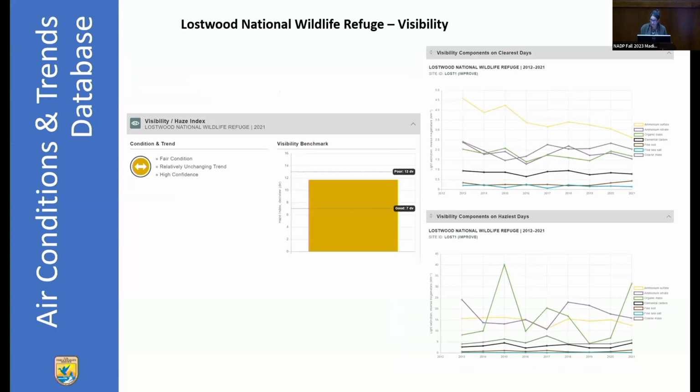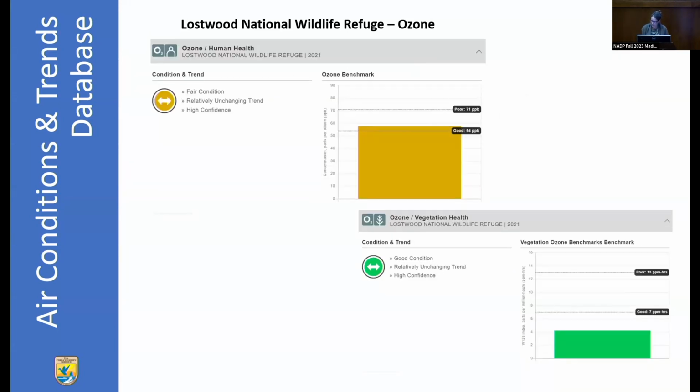Visibility is fair at Lostwood based on the 5-year average estimated visibility, and the 10-year trend in visibility improved on the 20% clearest days and remained relatively unchanged on the 20% haziest days. So there was an overall unchanged visibility trend. The degree of confidence is high because there is an in-refuge or nearby representative monitor. And so finally, the last one of these, looking at ground-level ozone concentrations, which are fair for human health but good for vegetative health at Lostwood National Wildlife Refuge. For both of these, the 10-year trend remained relatively unchanged and the degree of confidence is high.